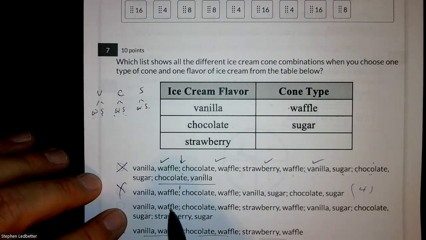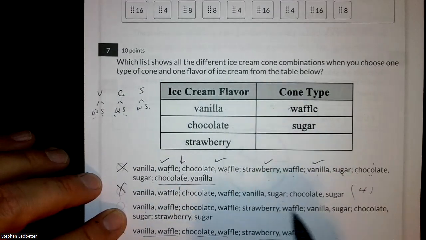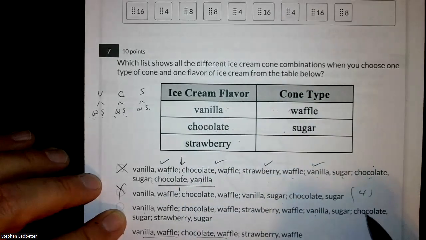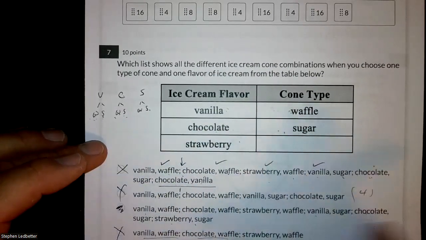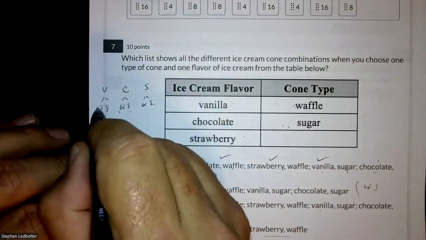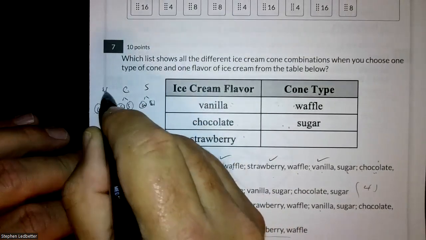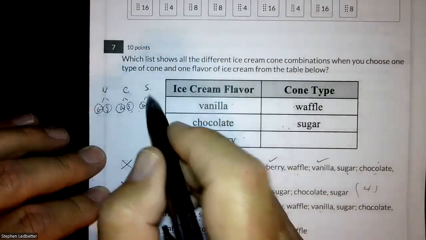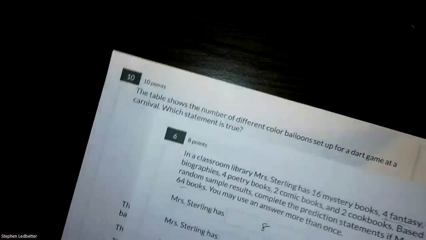Vanilla waffle. Chocolate waffle. Strawberry waffle. Vanilla sugar. Chocolate sugar. And then strawberry sugar. So this one is my correct answer. Do the tree, and remember this right here is your outcomes. There's 1, 2, 3, 4, 5, 6. It's vanilla waffle, vanilla sugar, chocolate waffle, chocolate sugar, strawberry waffle, strawberry sugar. So just make sure you make your tree diagram.